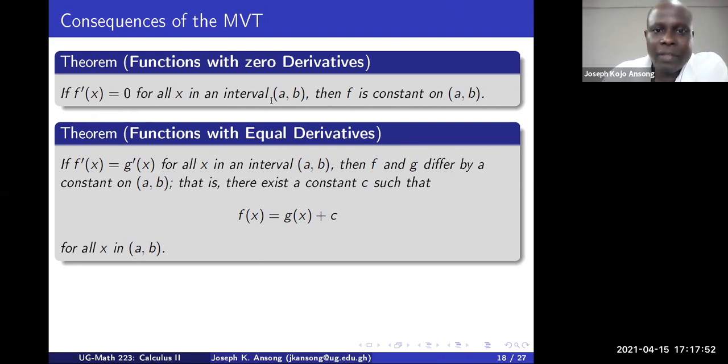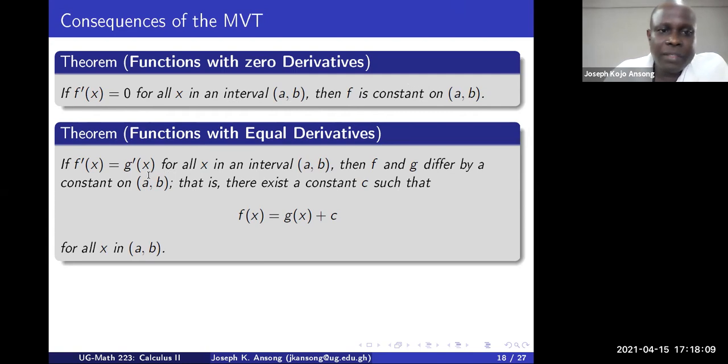all x in an interval, say AB, then the function f is constant on that interval, okay? And we can actually use MVT to prove this. I have the proof in my lecture notes, so you can look at the proof there, okay?